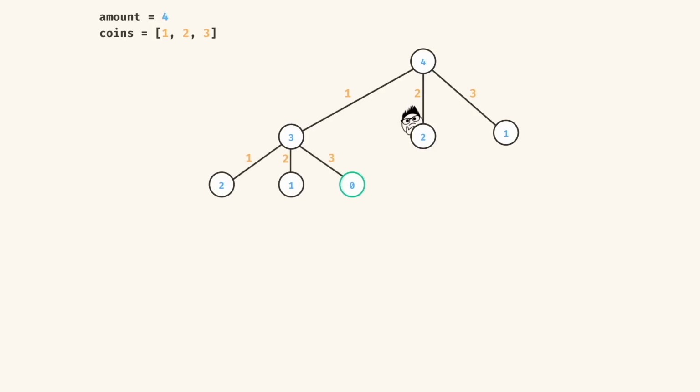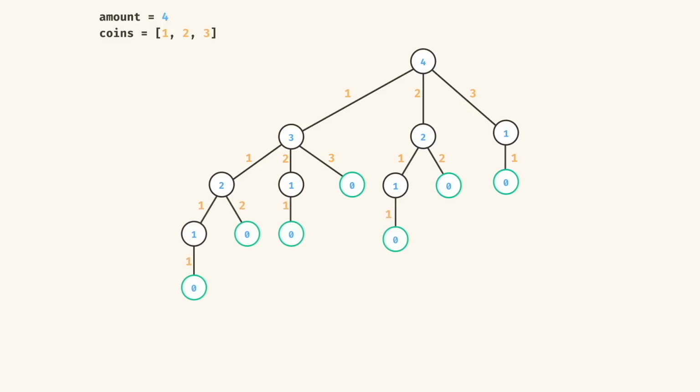If I take a look at this 2 node over here, I can't actually use every option here. I should only branch twice. Because if I took the 3-cent coin, that would give me a remaining amount of -1, which I should probably avoid. Similarly, for this node of 1, I can only branch using the 1-cent coin. So let's say we continue this pattern for the entire tree, you would end up with this structure.